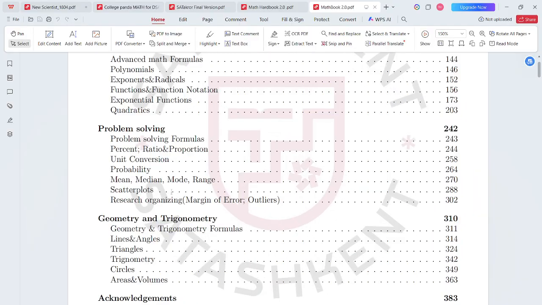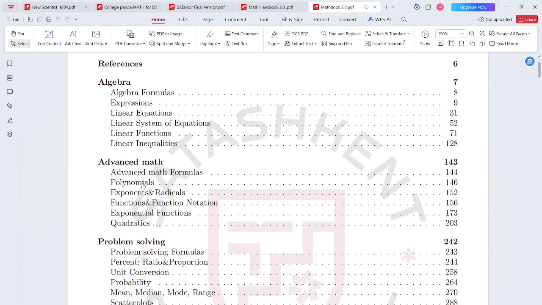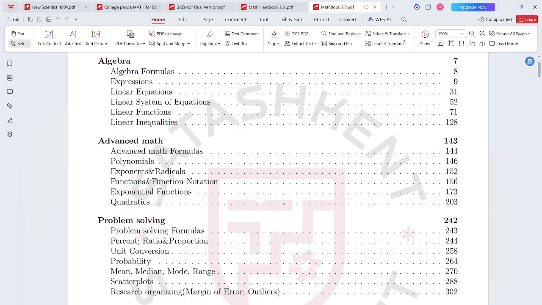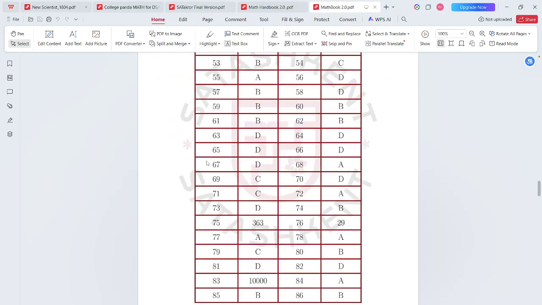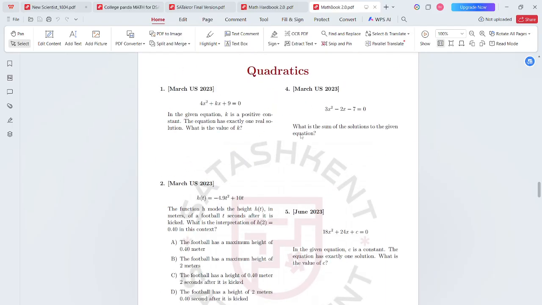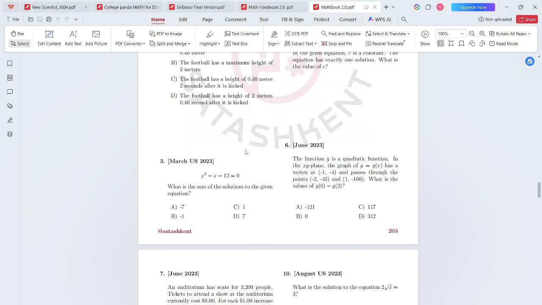The topic was quadratic equations, right? Exponential functions. Yeah, quadratics here, page 203. Here we go. Yeah, these questions. We should solve all of them, as many as you can, all right?